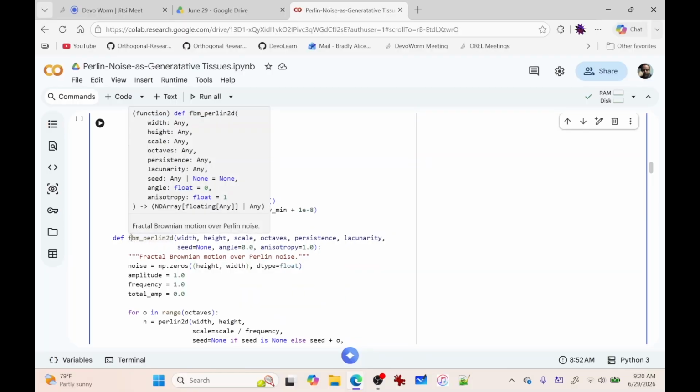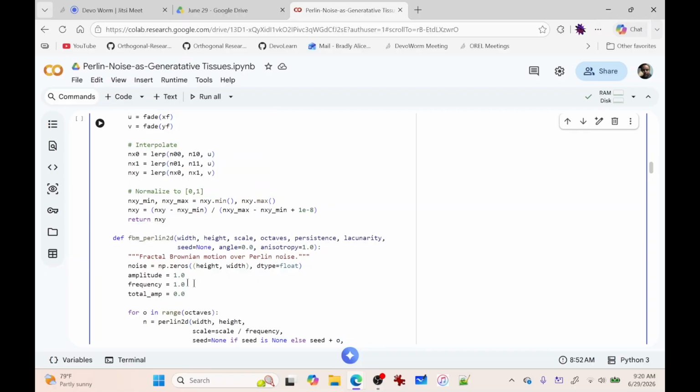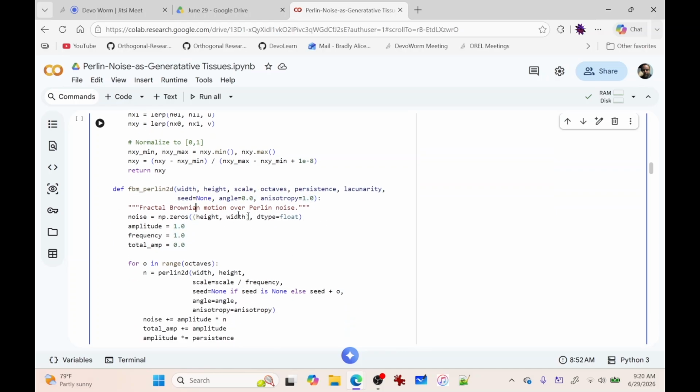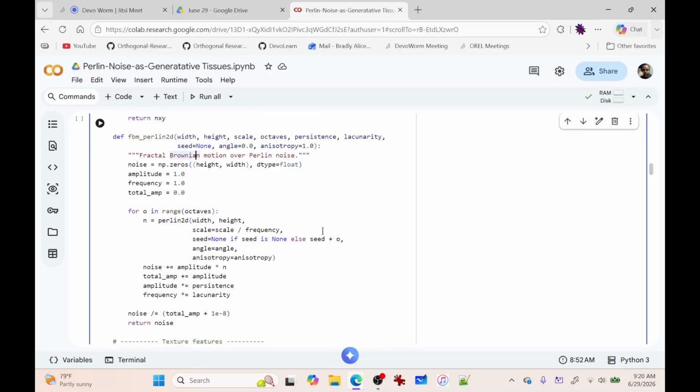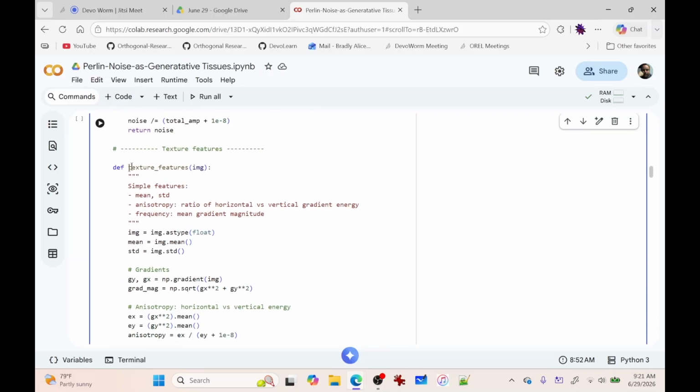And then we have this function FBM Perlin 2D, which has all of these different parameters for the genetic algorithm. This is fractal Brownian motion over Perlin noise, so we're introducing this sort of evolvable aspect to the Perlin noise. And we have an amplitude of 1, the frequency of 1, total amplitude of 0. Let's see. Then we have our texture features.